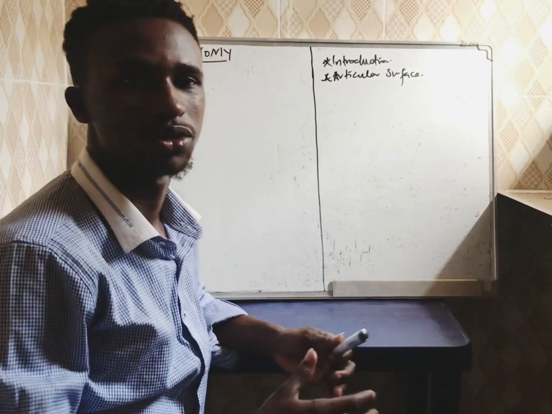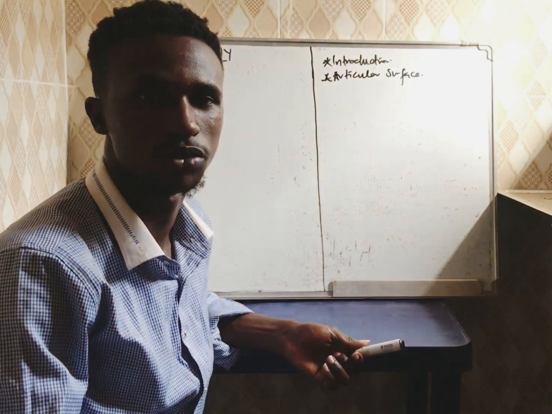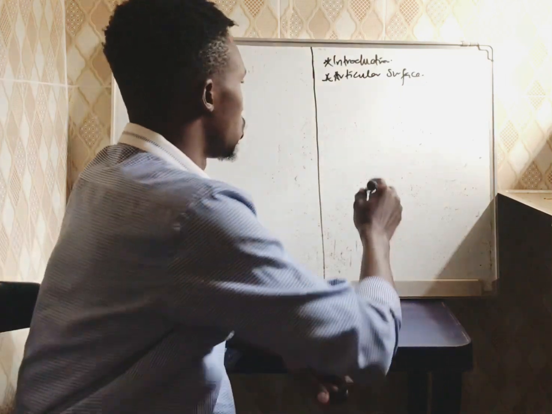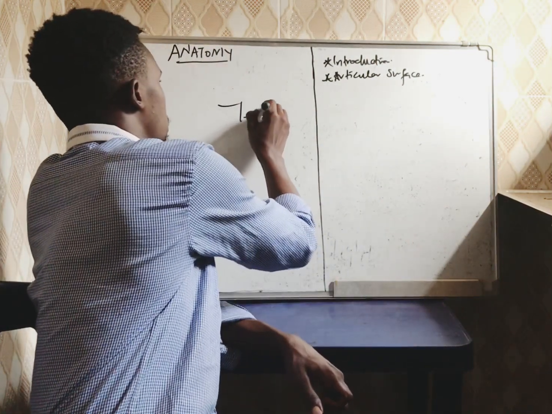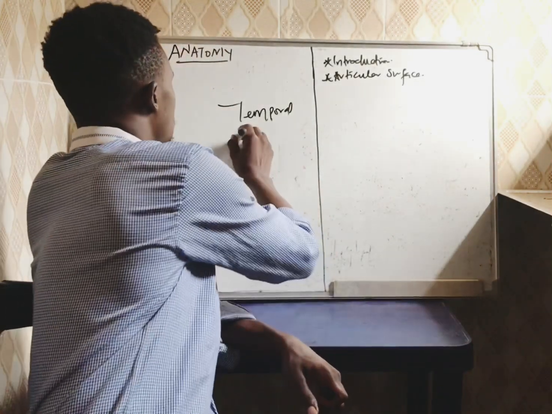What is the articular surface of this joint, the TMJ? The TMJ is formed majorly by two bones. Number one, temporal bone, and number two, the mandible.